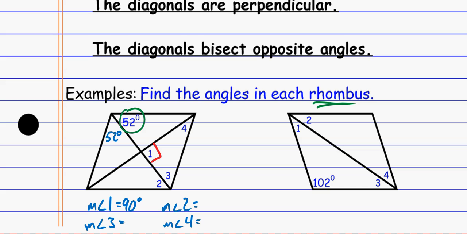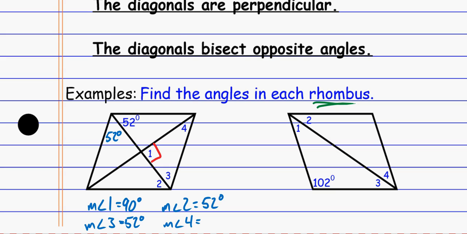And because this whole thing is also a parallelogram, remember a rhombus is a parallelogram, it means that the opposite angles are congruent. So this set of angles is the same as this set of angles. So right away, angles 2 and 3 have to be the same as the angles on the opposite side. Each of those has to be 52 degrees as well.